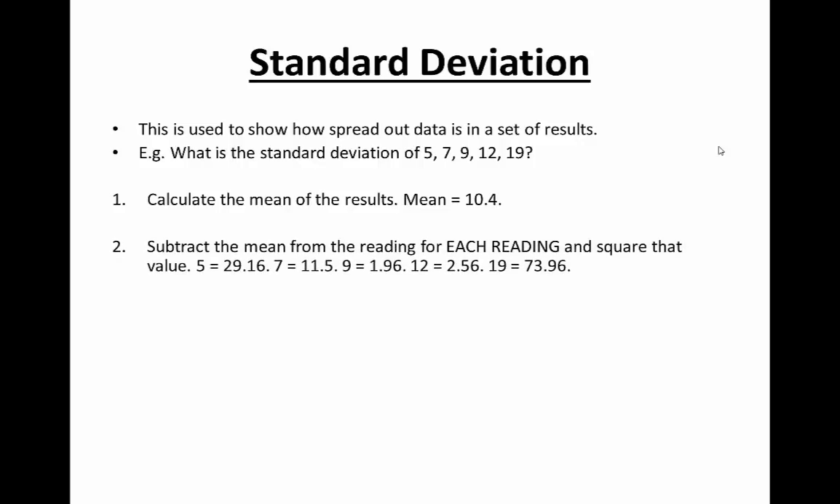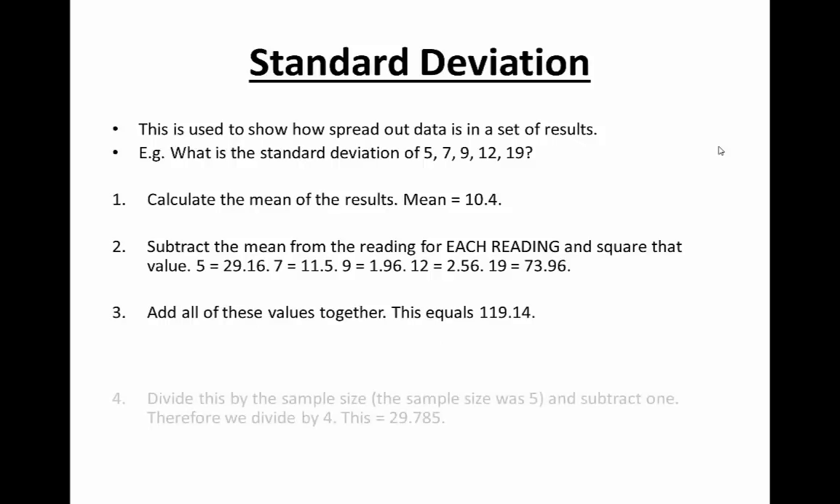We then subtract the mean from each reading and square that value. So we have to subtract 10.4 from 5 and then square that, which gives us 29.16, and repeat this for every single value, which you can see on screen now. Then we have to add all of these values together, and this equals 119.14.